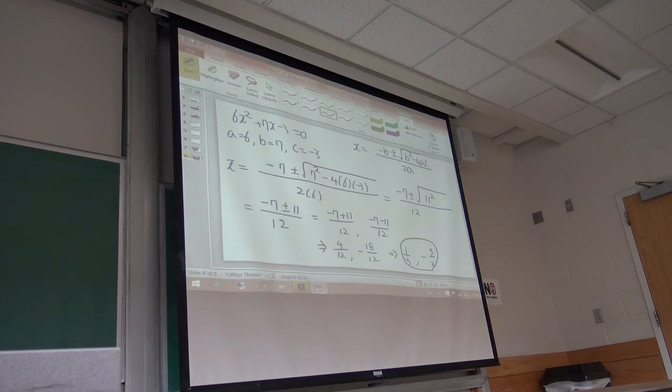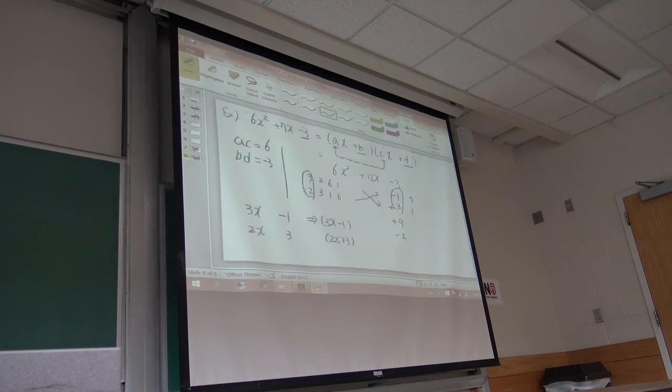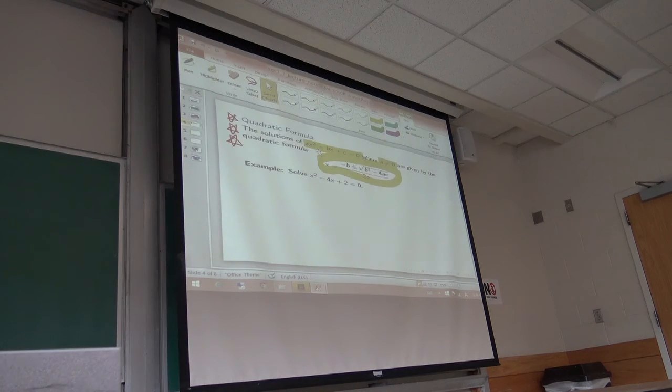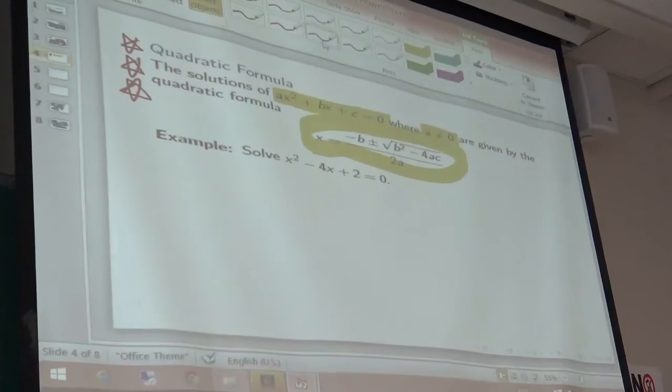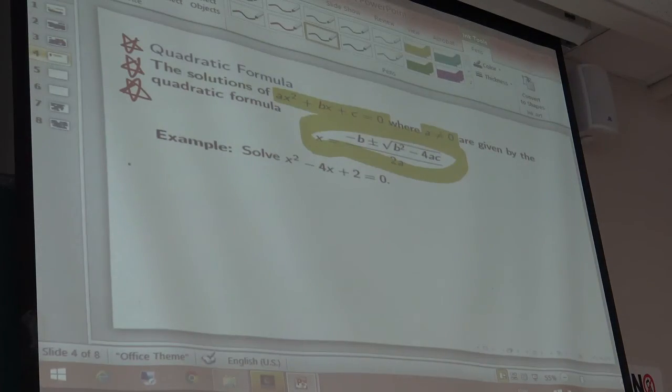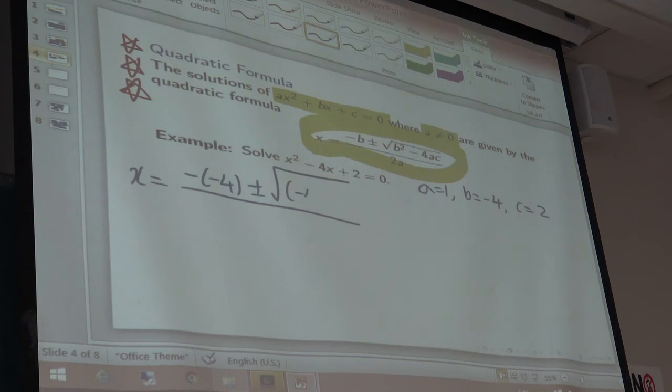Any other question? Let's use that, do this example, and then take a break after that. So a is 1, b is negative 4, c is 2. Then x is equal to negative b, negative 4, plus minus square root of negative 4 squared minus 4ac, over 2 times a.